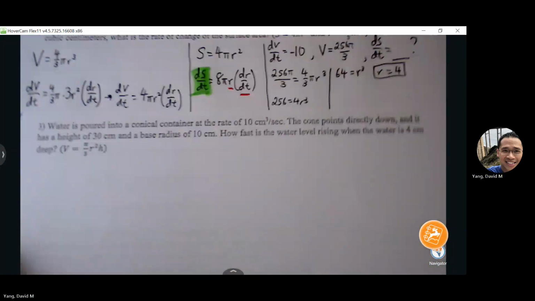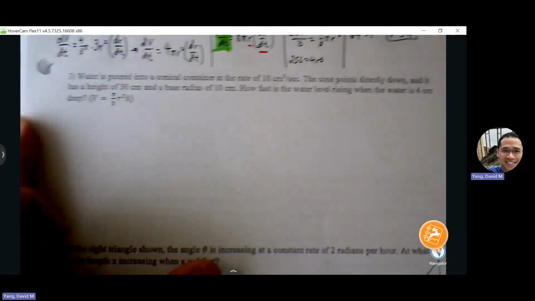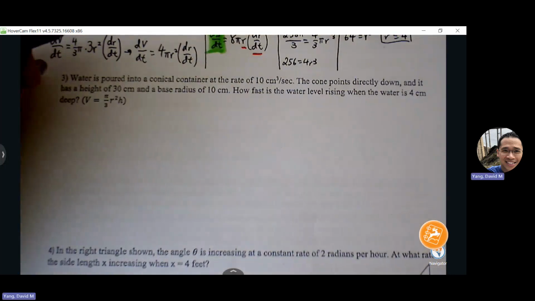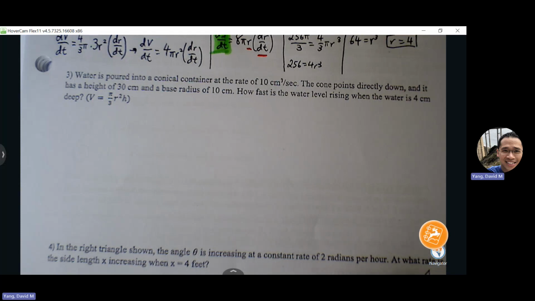All right, let's look at number 3. This is one that requires similar triangles with cones. These cone problems are the most labor intensive. They have the most amount of work involved. Okay, so water is poured into a cone container at a rate of 10 cubic centimeters per second. The cone points directly down and it has a height of 30 centimeters and a base radius of 10 centimeters. How fast is the water level rising when the water is 4 centimeters deep?